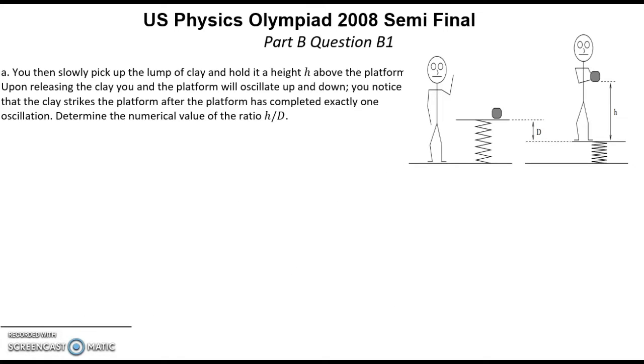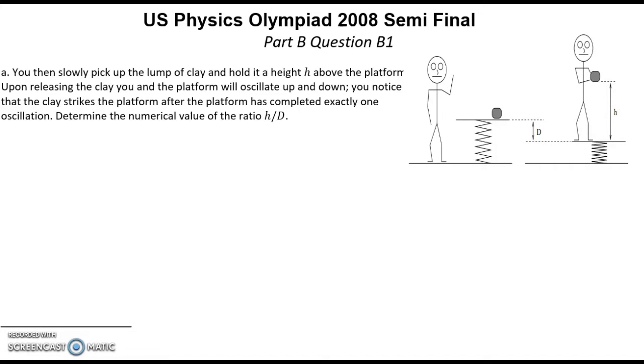Question A. You then slowly pick up the lump of clay and hold it a height h above the platform. Upon releasing the clay, you and the platform will oscillate up and down. You notice that the clay strikes the platform after the platform has completed exactly one oscillation. Determine the numerical value of the ratio h over d.